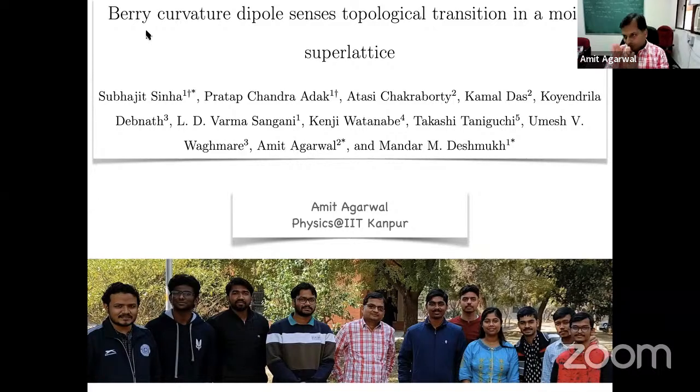I'm going to talk primarily about band geometric properties, and in particular one band geometric property, the Berry curvature, which manifests in second order or nonlinear Hall effects by a quantity called the Berry curvature dipole. Yesterday, we had a very nice talk on Berry curvature dipole related physics by Awadh Narayan, so that makes my job a bit easier. We will try to connect this Berry curvature dipole, number one, to measurement in Moire superlattices, and number two, to a topological phase transition, observed experimentally and supported by theoretical calculations. So let's go ahead.